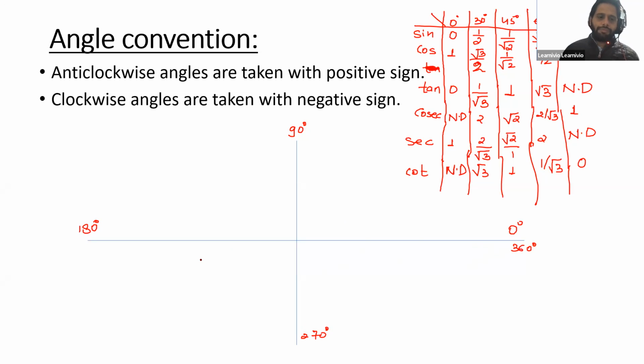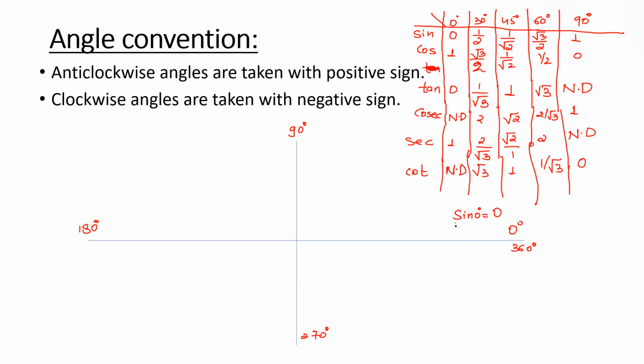So I have observed that most of the time students get confused about what is the value at 0 and 180. They remember the value at 0 and 90, but what about 180 and 270? They get confused. So there is a method to remember this. First of all, please tell me what is the value of sine 0? Sine 0 is 0. Very good.